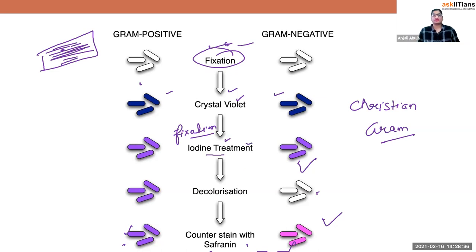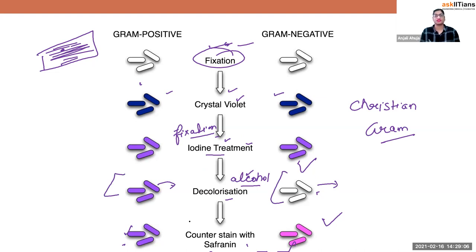Then you do decolorization. For decolorization, you use an agent we call the decolorizing agent, alcohol. Alcohols are known as decolorizing agents, and ethanol is the most famous one that we use. We dip it in, take it out, because it breaks all the bonds that were made by the iodine. So the extra bonds are broken up and all the chemicals come out. That doesn't happen in gram positive, but it happens in gram negative. I'm going to tell you the reason also.